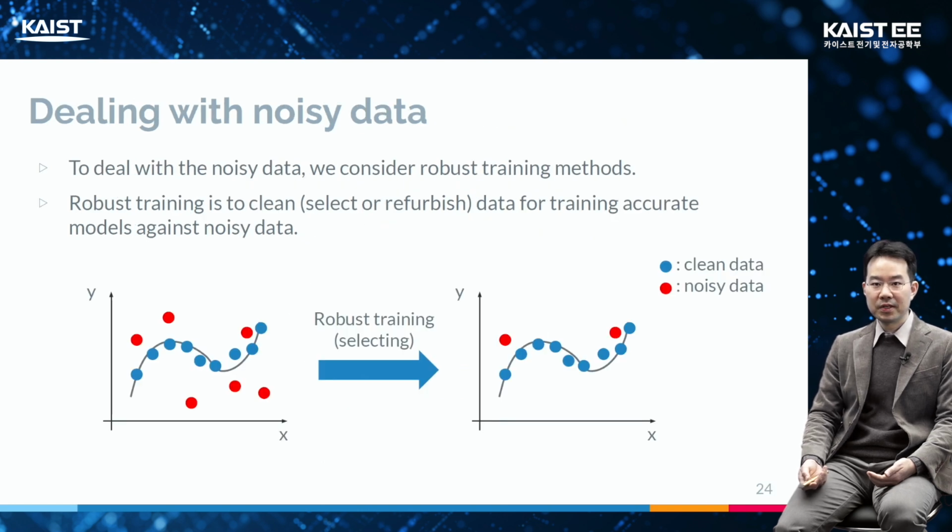So to deal with noisy data, we consider also utilizing robust training methods. Robust training is to clean, select, or refurbish data for training accurate models against noisy data. So intuitively, looking at the cartoon below, if you have blue points that are clean and red points that are noisy, we would like to remove as many of the noisy red points as possible.